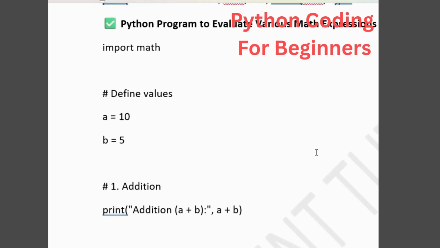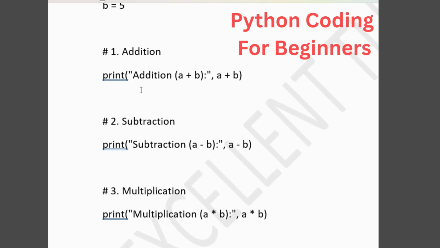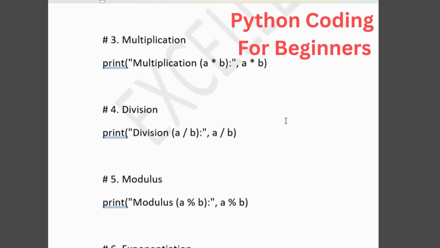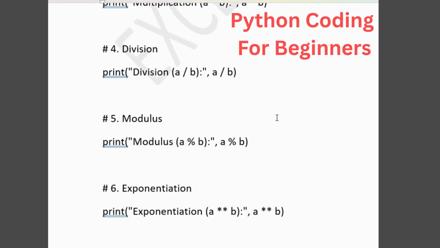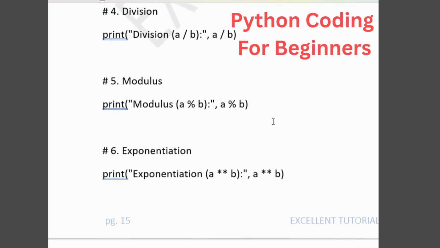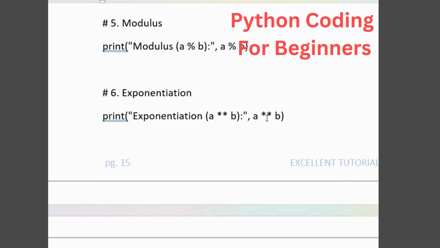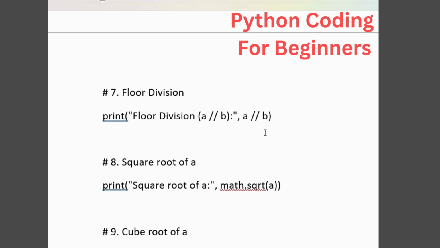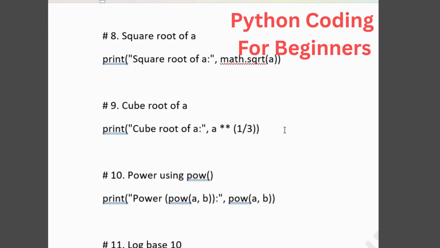To evaluate various mathematical expressions, for addition a plus b, for subtraction a minus b, for multiplication a into b, for decimal division a / b, for remainder a modulus b, percentage symbol is used, for exponent power double star symbol, asterisk symbol is used. This is floor division, integer division. It will find the integer part of the division. This is known as floor division.